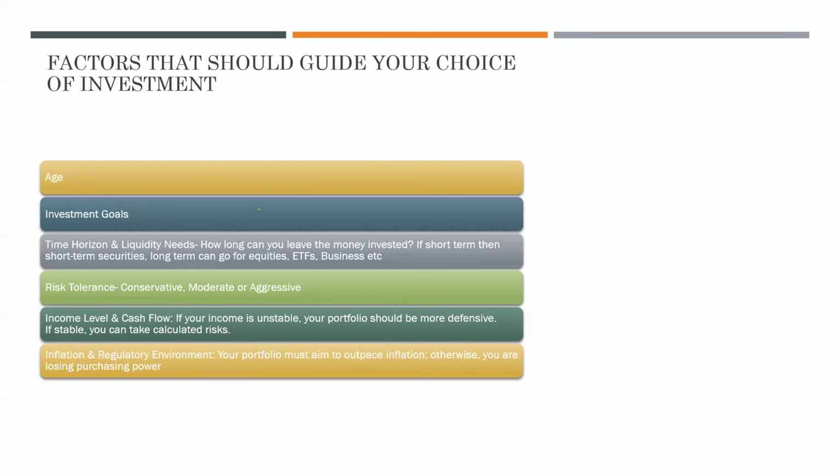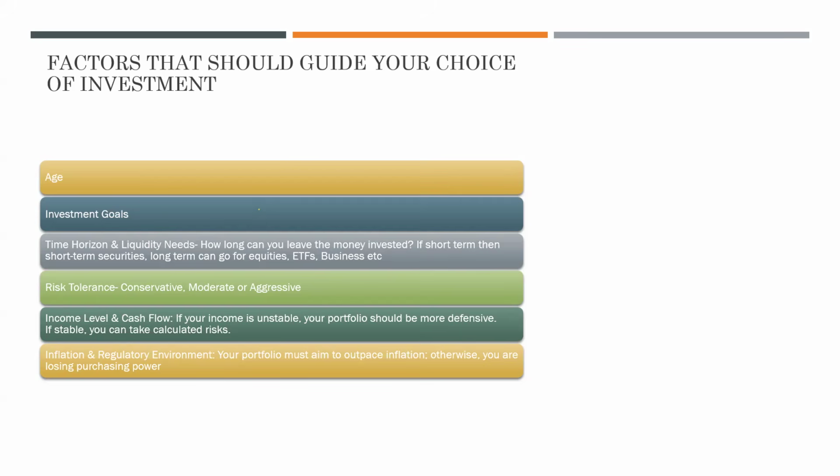The next thing that determines the investment you should choose is your income level and cash flow. If your income is unstable, your portfolio should be more defensive. This is very important. If you have irregular income, meaning you are not in paid employment, you are an entrepreneur, a freelancer, a contractor, you can earn money this month and next month you won't make money again.